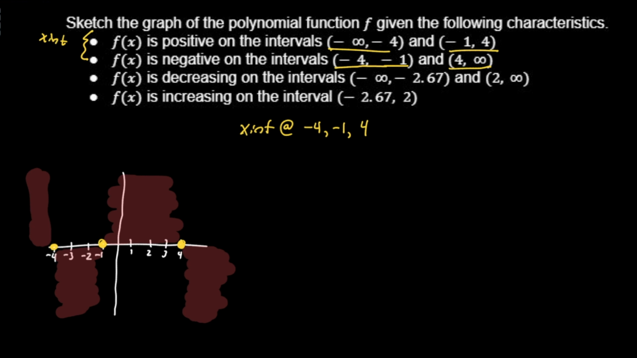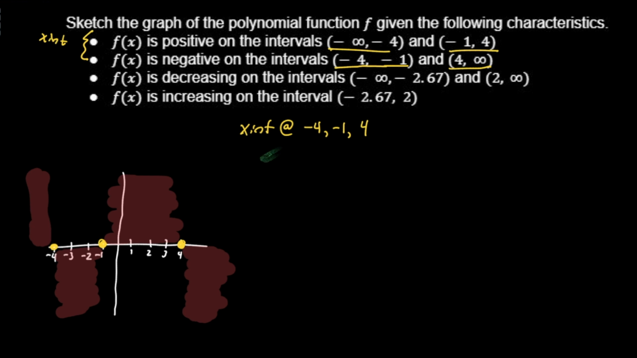So let's go ahead and check out the second bit of information, which is about increasing, decreasing. So we are increasing from negative infinity to negative 2.67, and we are also increasing from 2 to infinity, but we are decreasing from negative 2.67 to 2. Now, extrema is what separates the intervals for increasing, decreasing. You stop increasing when you have an extrema and start decreasing afterwards. So we know we have an extrema in 2 spots.